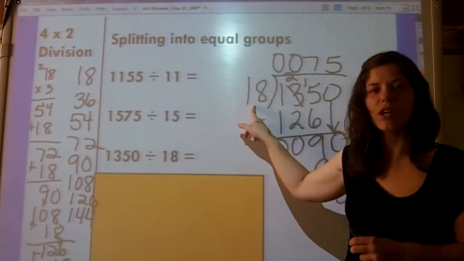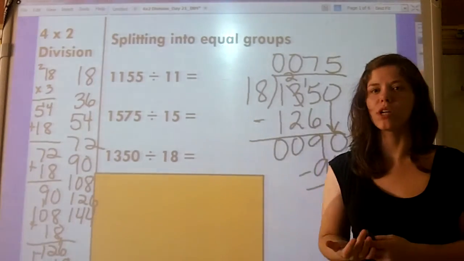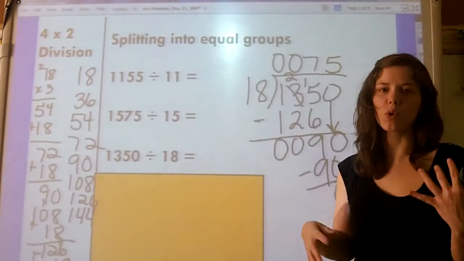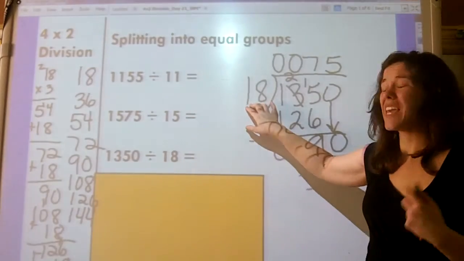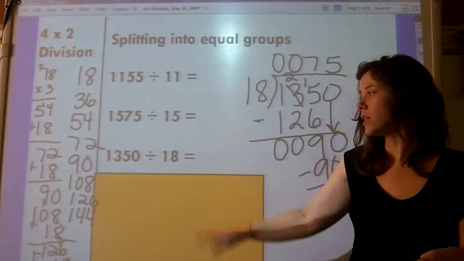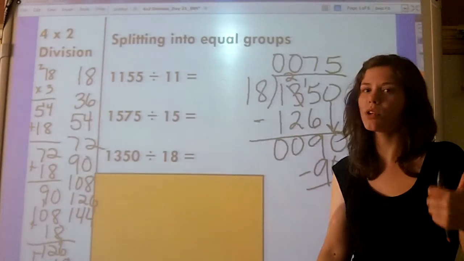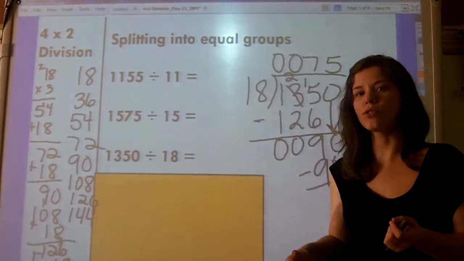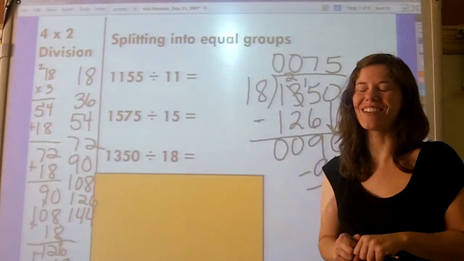Just because the divisor has 2 digits doesn't mean these problems are any harder. It just means that there's a little bit more work to do. Just like I can't count by 18s very well, and so I needed to list my multiples, if you run into a number that you're not good at counting by, list your multiples. It'll save you a headache. But now it's your turn to practice.